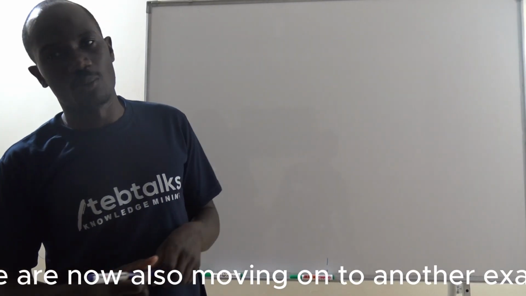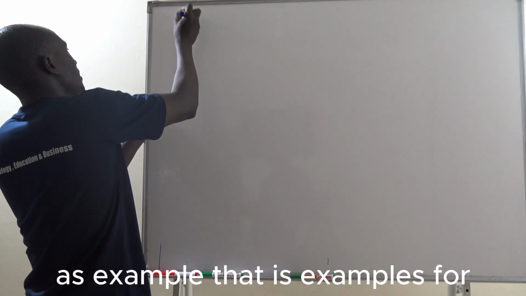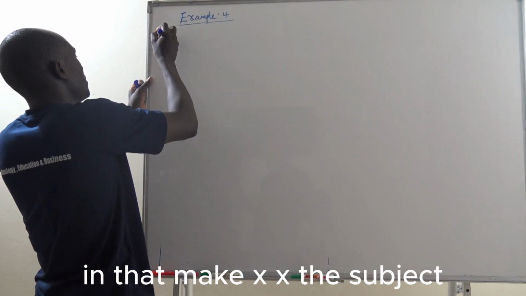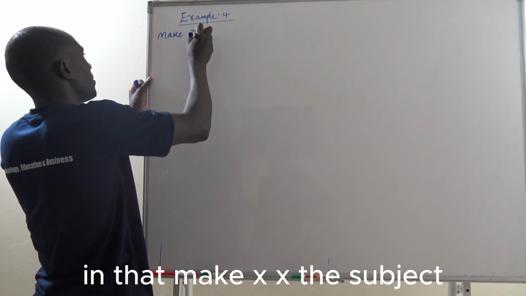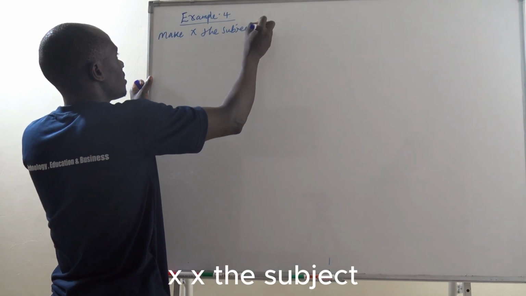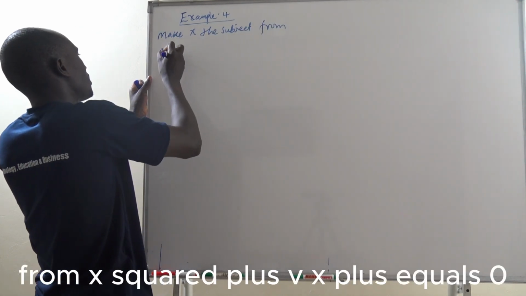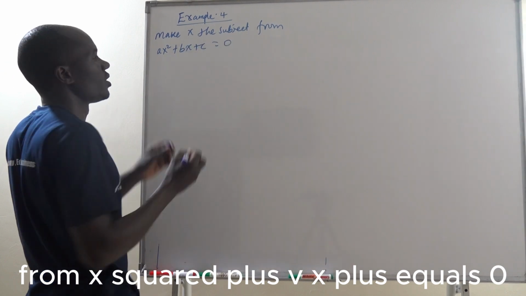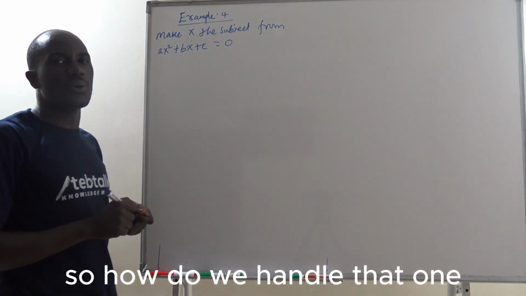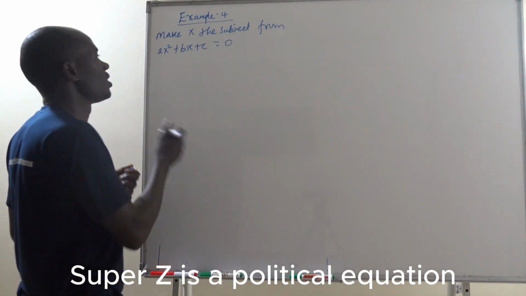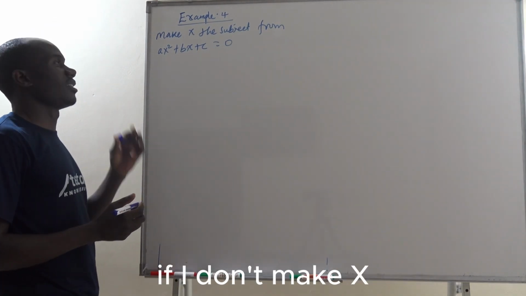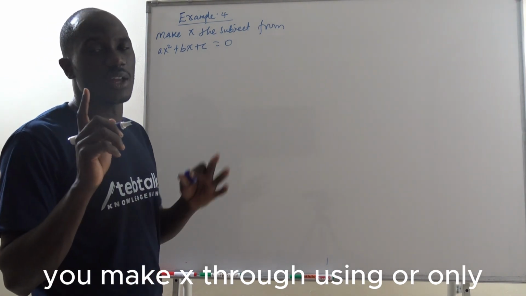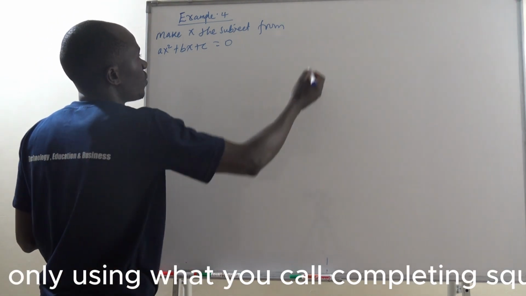So we are now also moving on to another example, example 4, saying make x the subject from ax squared plus bx plus c equals 0. So how do we handle that one? Still, you can see it's a quadratic equation, so you cannot make x the subject easily; you will make x the subject using only what we call completing the square.